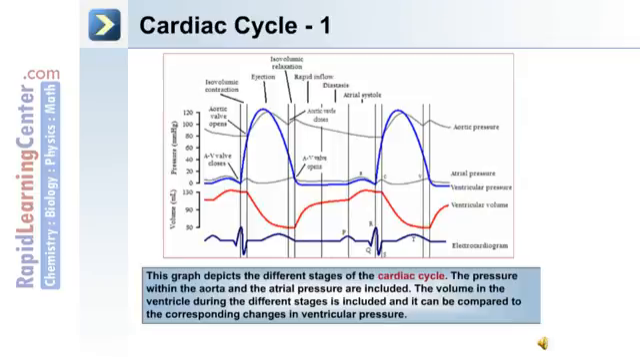This graph depicts the different stages of the cardiac cycle. The pressure within the aorta and the atrial pressure are also included. The volume in the ventricle during the different stages is included and can be compared to the corresponding changes in ventricular pressure.